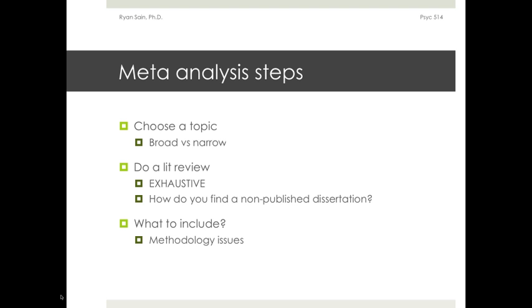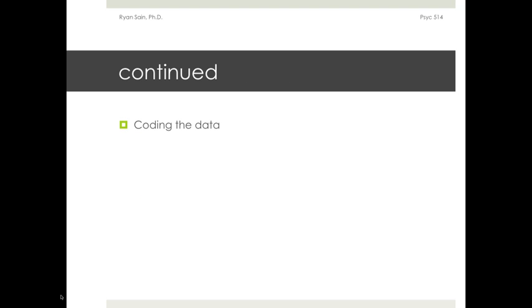Okay, so once we've chosen the articles that are going to be in the meta-analysis, then we need to code the data. The basic idea here is we have to code pretty much everything, and we have to code this in a way that allows us to, once again, standardize across these things.